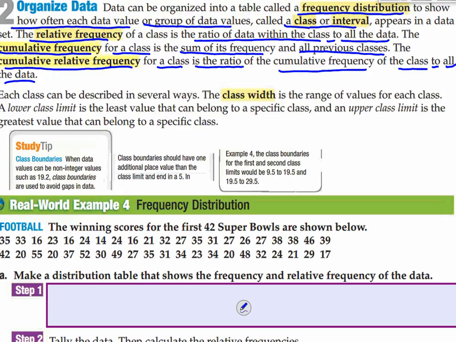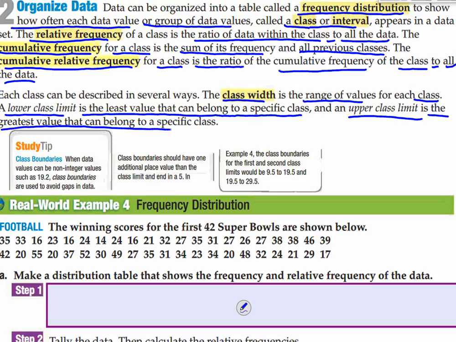I don't know if you've had this, it's been a while, but the class width is a range of values for each class. The lower class limit is the least value that can belong to the specific class, and the upper class limit is the greatest value that can belong to a specific class.